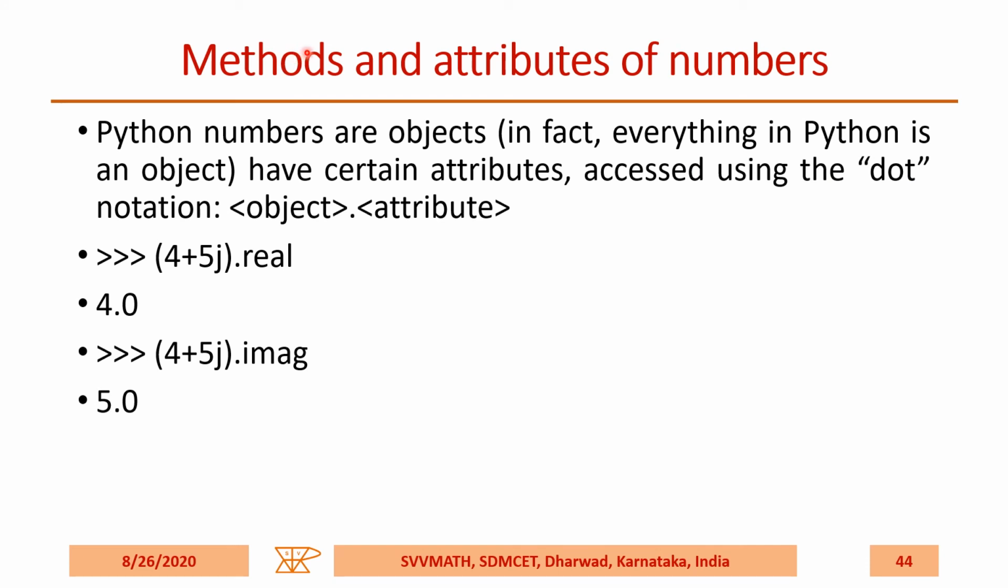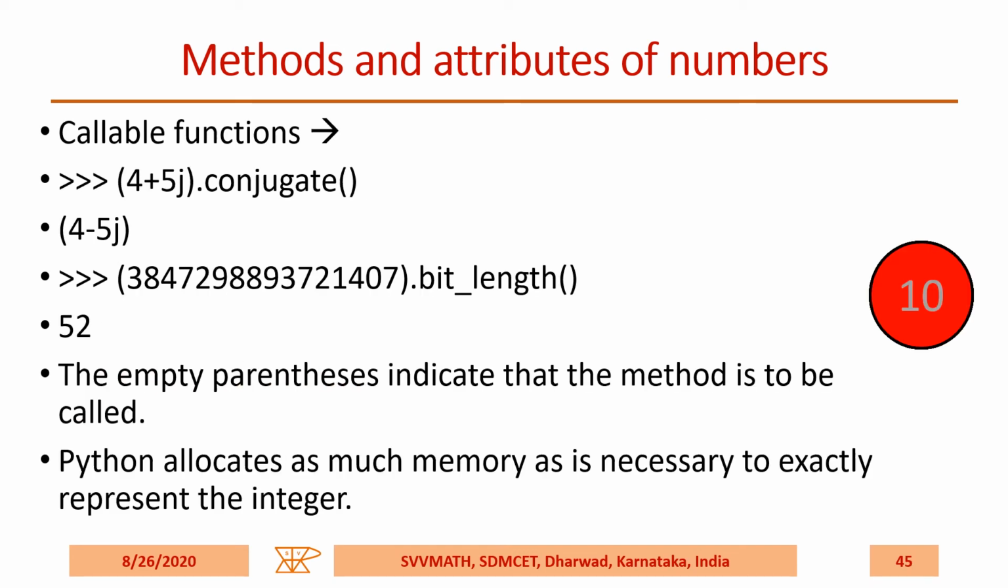Methods and attributes of numbers. Python numbers are objects. In fact, everything in Python is an object and has certain attributes, which are accessed using a dot notation. For example, (4 + 5j).real gives the answer 4.0. (4 + 5j).imag gives the answer 5.